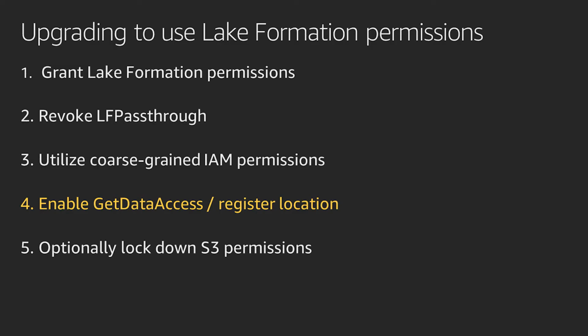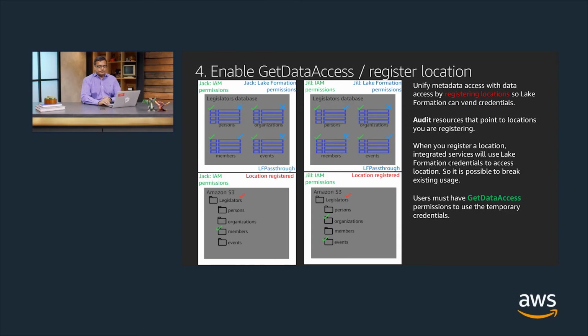The next step in the upgrade process is to add the get data access policies for both Jack and Jill, and then we'll register the location. In order to do this, we're going to unify metadata access with data access by registering the locations. But just because you register the location doesn't mean that users are going to be able to get access to the data from that location. They need a permission to do that, and that permission is basically get data access. So we'll go through and set that up.